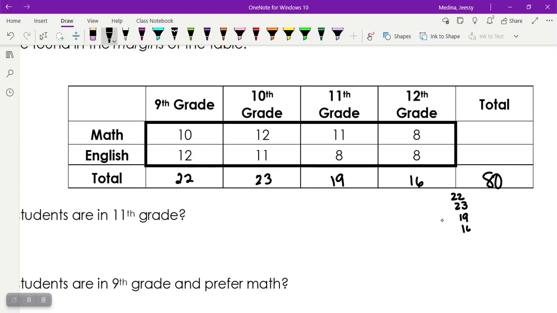Now, if I just want to know the students that prefer math, then I would have to add up this top row, the 10, the 12, 11, and 8, which gives me 41. And if I just want to know the ones that like English, you can also just do 80 subtract 41, 39. All right, and the 41 plus the 39 also gives you the 80. So a frequency table is pretty much a closed system, okay?